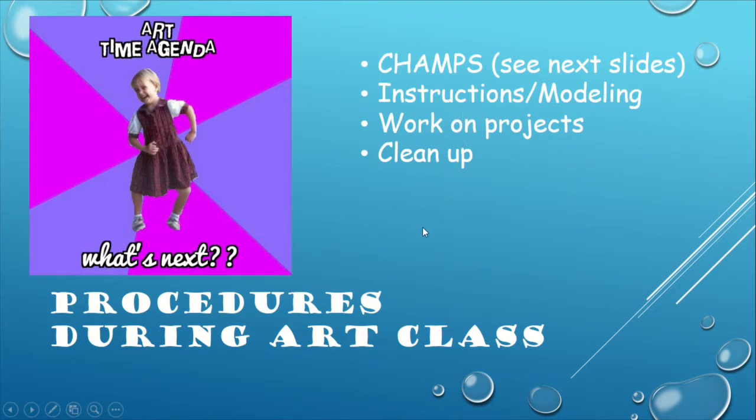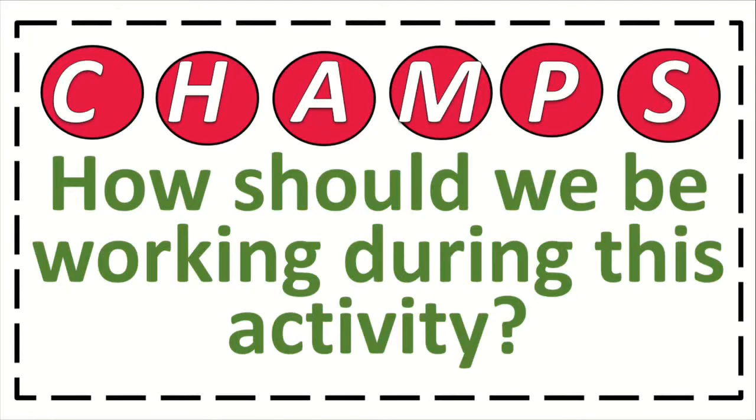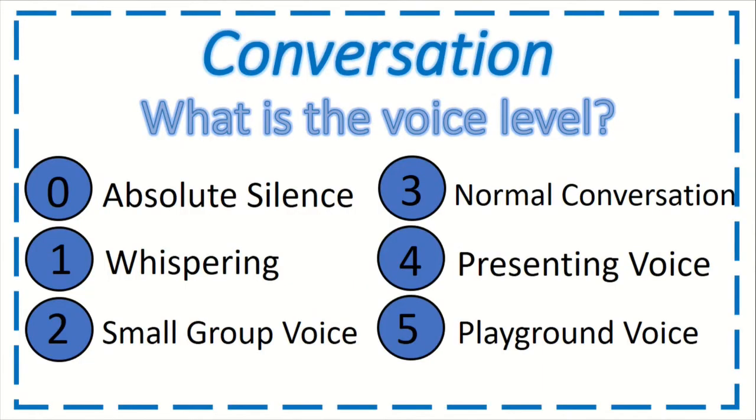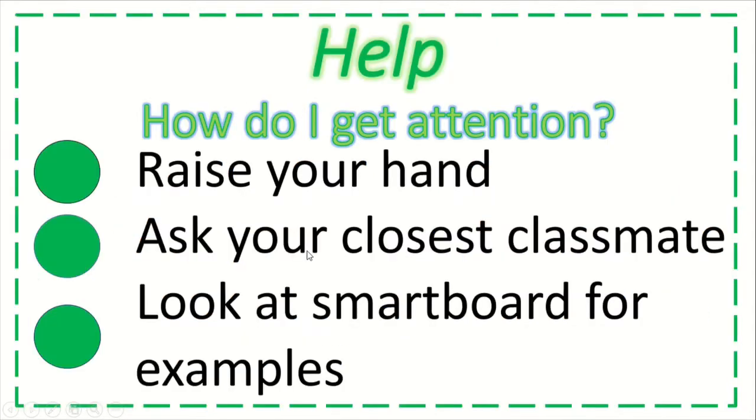So let's take a look at what champs means. It's how we behave in class and how we're successful. So we start out with a level 0, but once we're done with that, we can talk at a level 1 or a level 2. We try and keep our voices there. We get help by raising our hands, asking a classmate that's nearby, or looking at a smartboard. If you're at home doing e-learning, you can look at the example at the end of the video when I do the modeling.